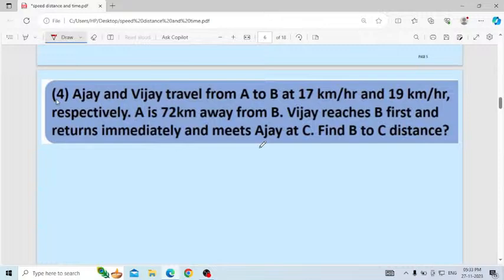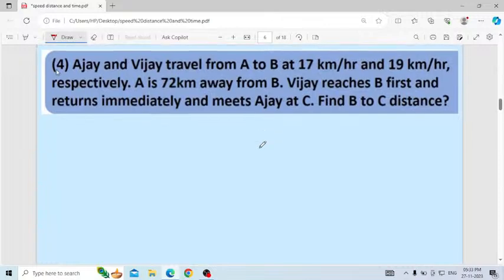Time and distance, easy. If you know the formula, you can easily solve the problem. Ajay and Vijay travel from A to B at 17 kilometer per hour and 19 kilometer per hour respectively. First I will draw.